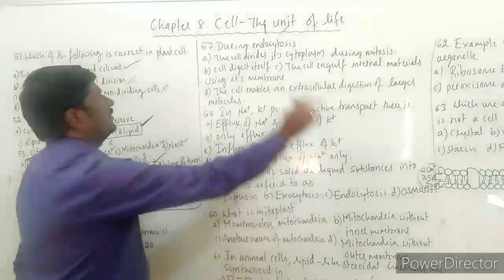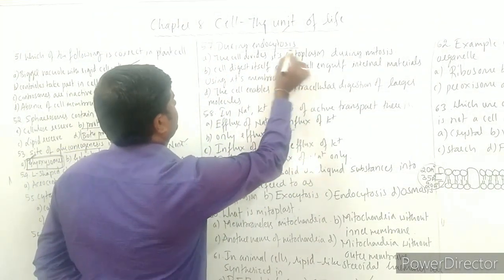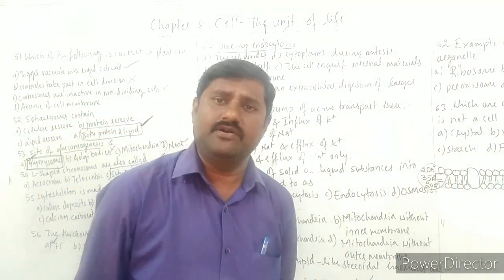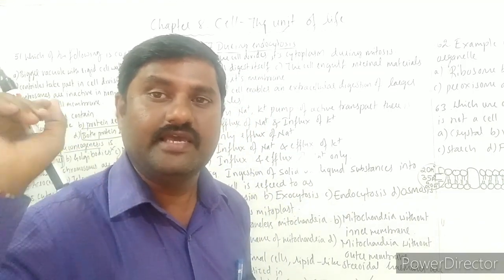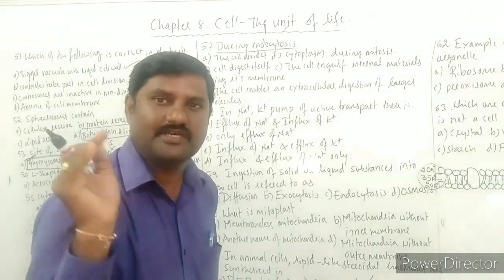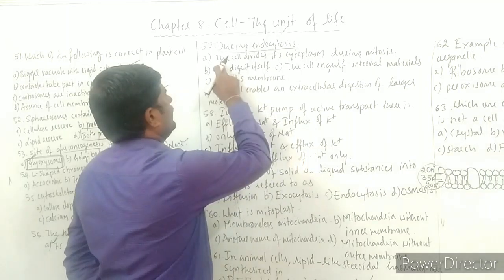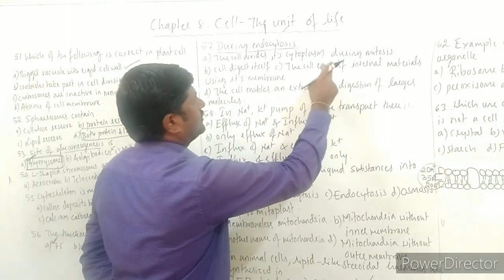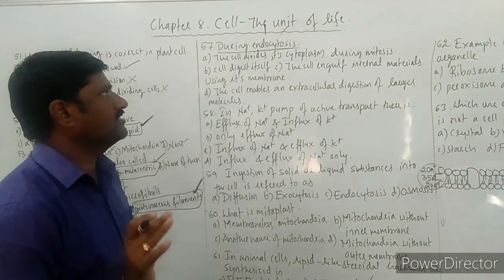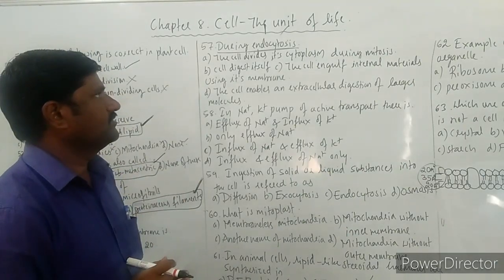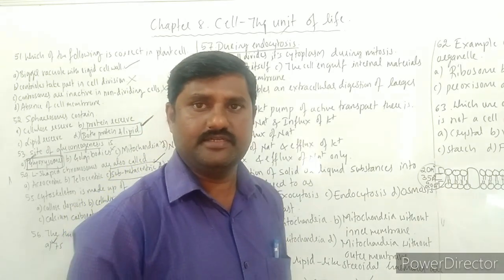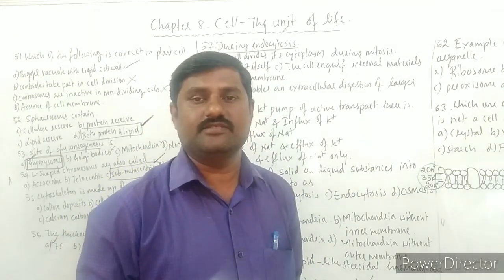What is the next question? During endocytosis, what happens here? What is endocytosis? Already I have shown it diagrammatically. So directly we'll go to the options and search for the correct option. The cell divides its cytoplasm during mitosis. He says the cell divides its cytoplasm during mitosis. Is that called endocytosis? No. Then what is it called?